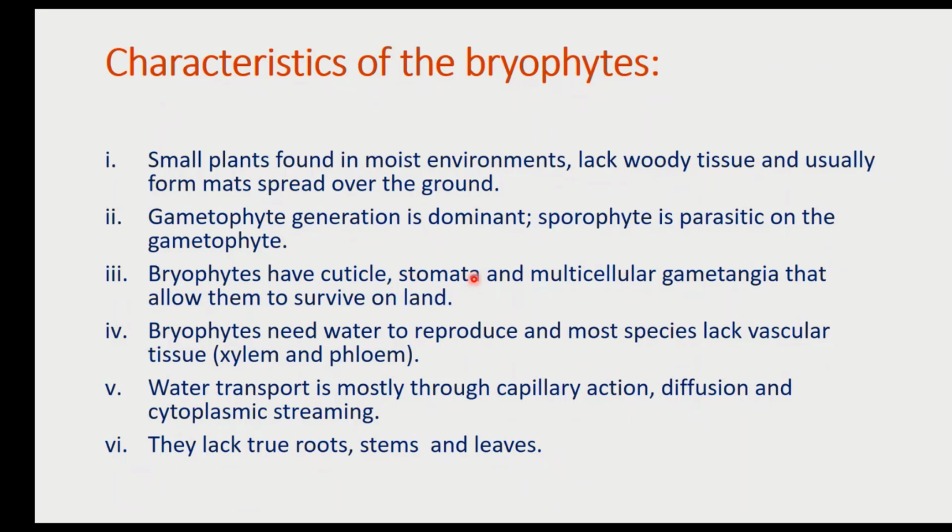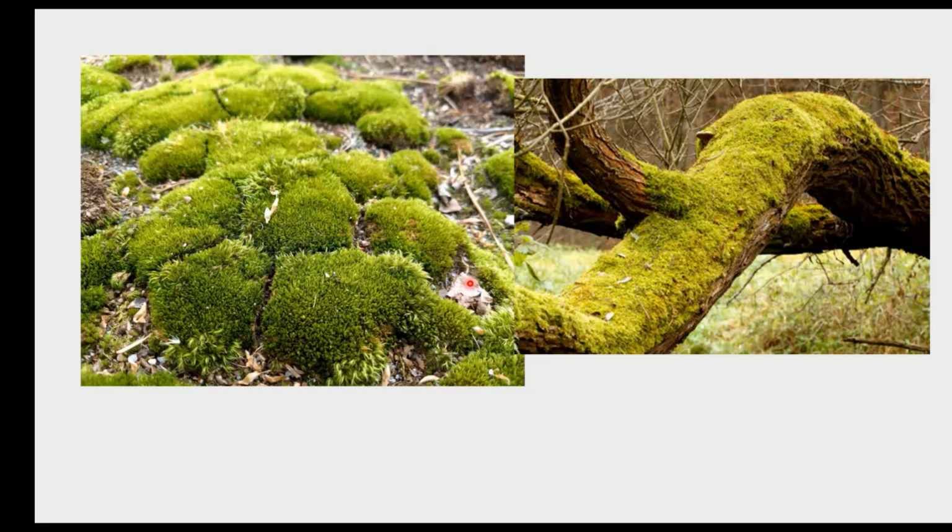Also, these bryophytes need water to reproduce, and most species lack vascular tissue, which is xylem and phloem, and water transport is mostly through capillary action, diffusion, and also cytoplasmic streaming. These are the three actions by which water is transported in the bryophyte. They lack true roots, stems, and leaves. They don't have true leaves or true stems or true roots. That's what they lack. This is the structure which is indicating that. Have you seen this? You know about this?